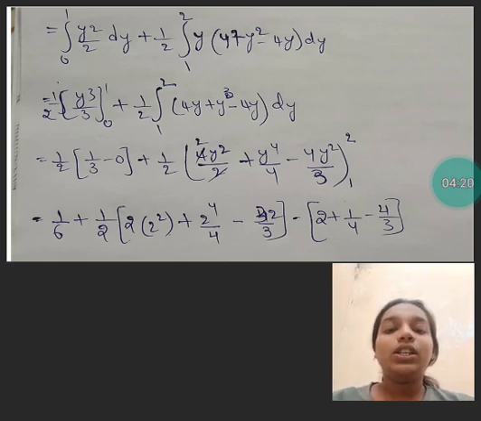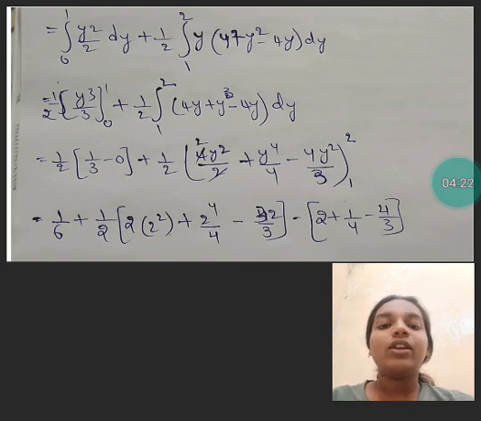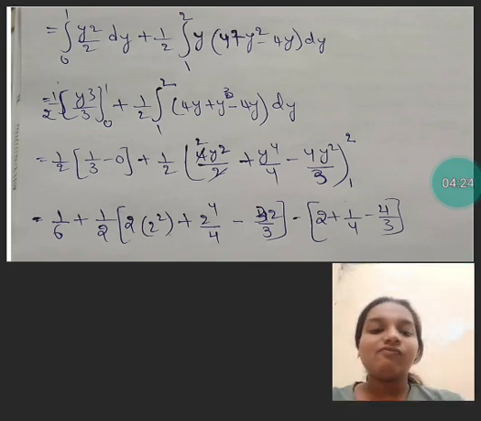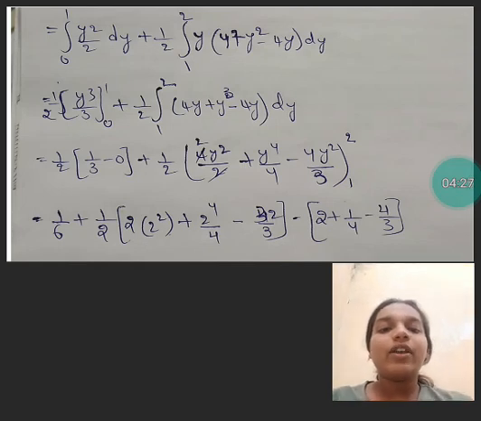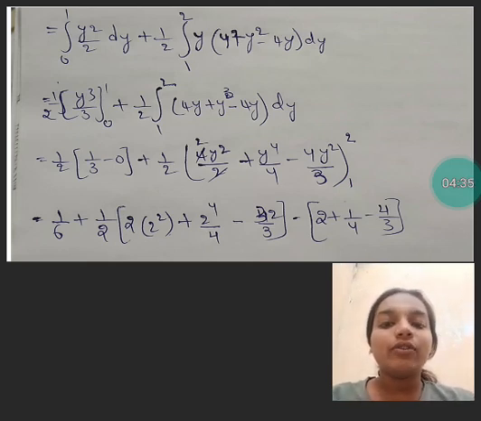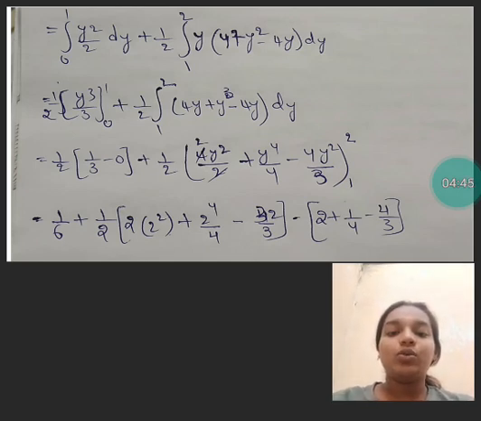If we do the multiplication of y with the given expression, if we multiply y with 4 plus y square minus 4y dy, it becomes 4y plus y cube minus 4y square dy. If we do the integration, it becomes 4y square by 2 plus y power 4 by 4 minus 4y cube by 3 with limits 1 to 2.